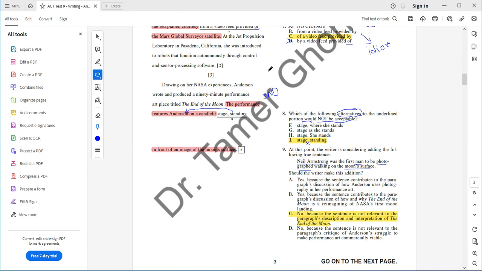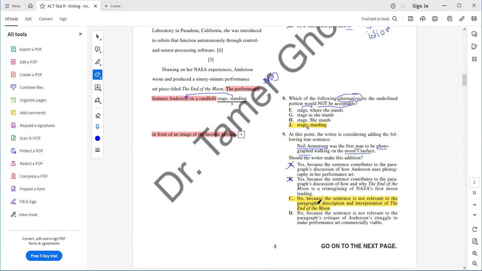Did he talk about anything related to space? Or does he talk about a kind of music that is going to be invented by Anderson, right? Yes, it talks about music. So A and B are wrong. We're going to choose now between C and D.